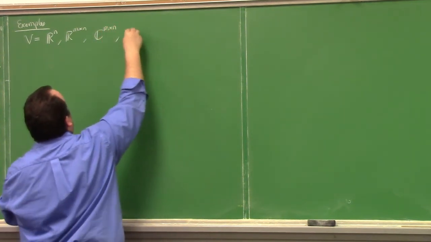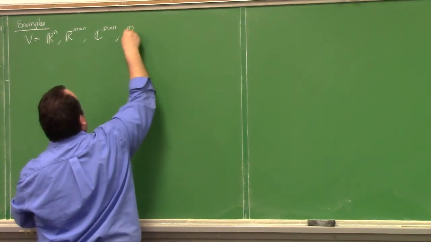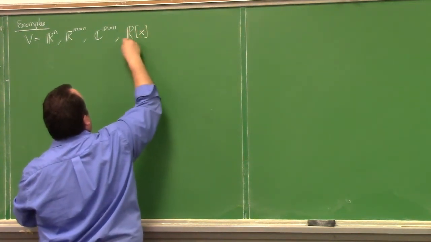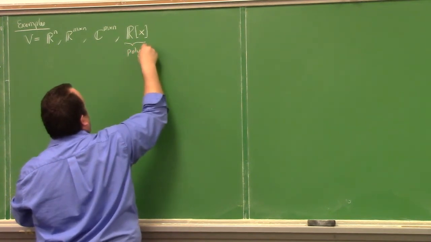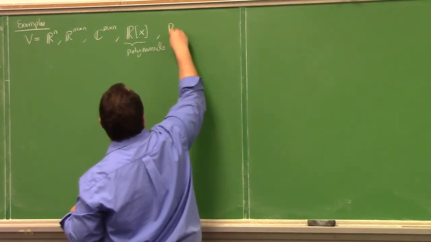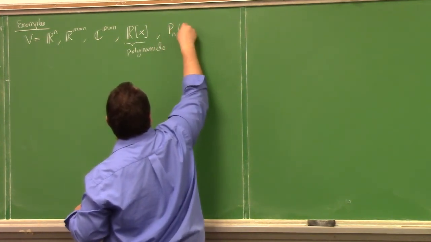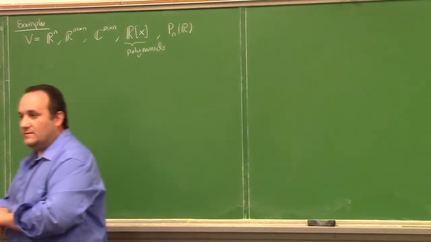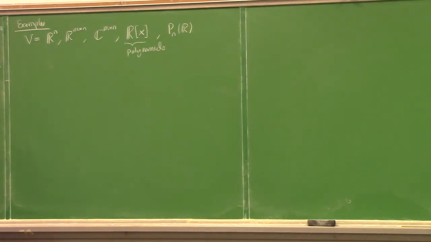You could do polynomials. You could do polynomials of, say, order n with coefficients from R. Also a vector space, right? Solution sets to differential equations form vector spaces. Homogeneous differential equations, that's a nice example of a vector space. You could do things like polynomials in two variables, also a vector space.